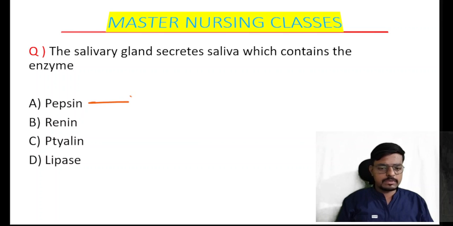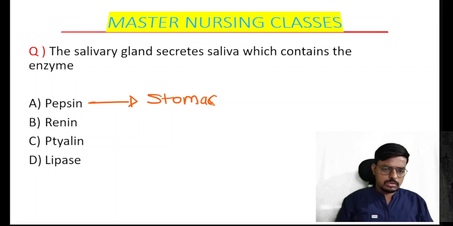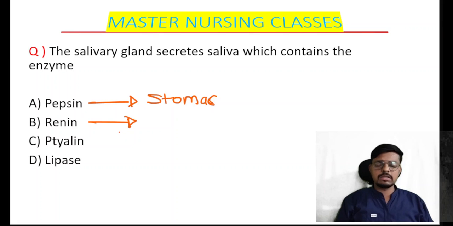All of you know that pepsin is the proteolytic enzyme which is present in the stomach. So this is not our answer. Renin is the enzyme that is secreted by our kidneys, and in some cases renin is also secreted by the GI system, from the stomach. So this is not the answer.